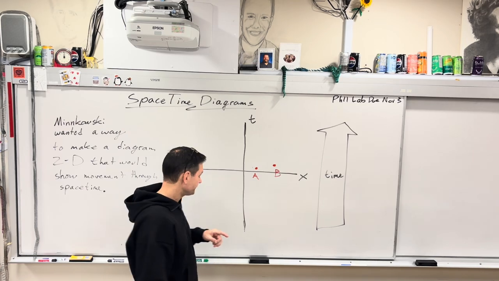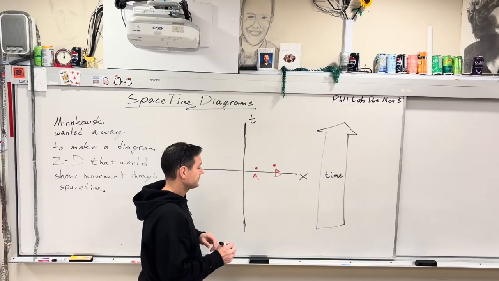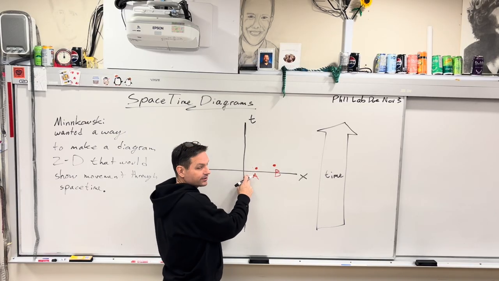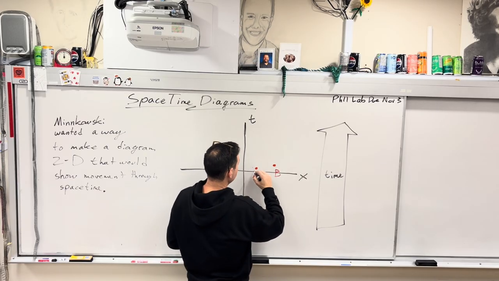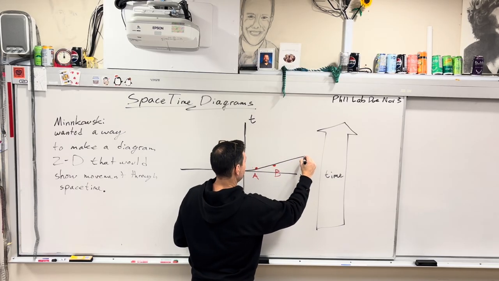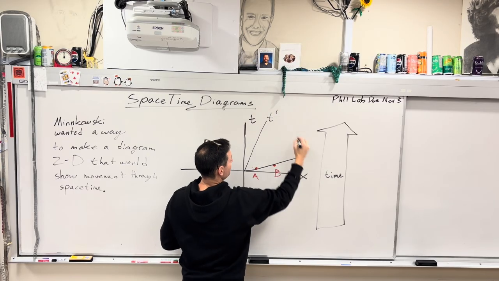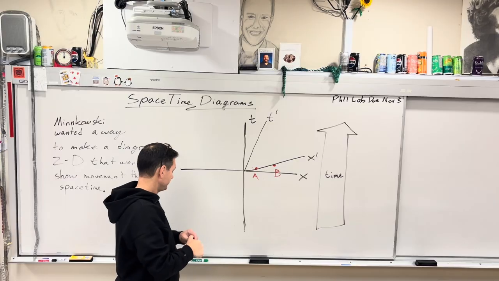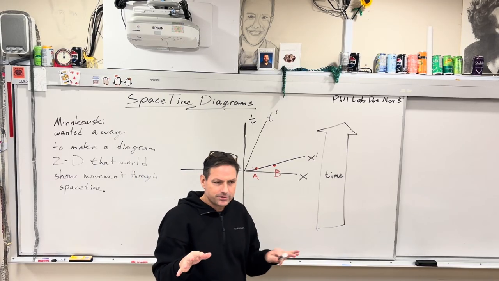Unless Arsha starts to move fast. And if he's moving fast, then this line changes, right? So he goes like, let's say he's moving fast and he does that. So this would be T prime, and this would be X prime, right?